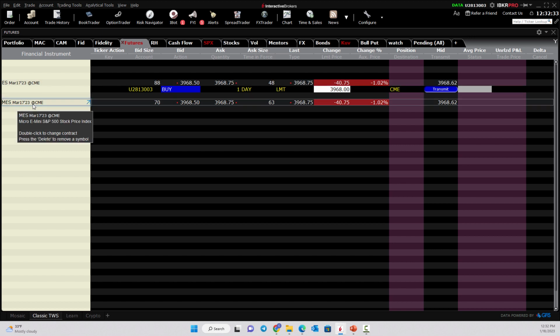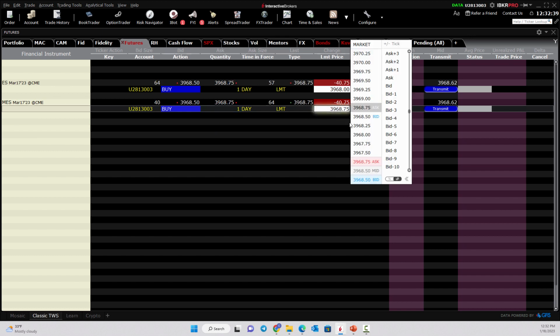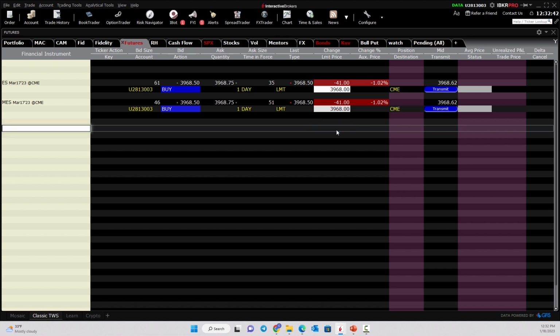So how does that differ from the micro? The micro we could trade the same way. We could have bought it at 3968, but the multiplier effect is only 1/10 the size of the full contract. So where the E-mini has $50 per 1 point move, the micro future only has $5, only 1/10 the value. Meaning, if this goes from 3968 to 3969, I'm up $5. If it goes down from 3968 to 3967, I'm only down $5. The multiplier effect is only 1/10 the size.